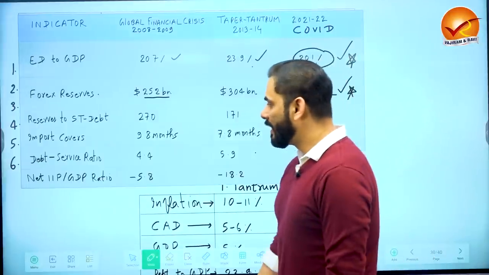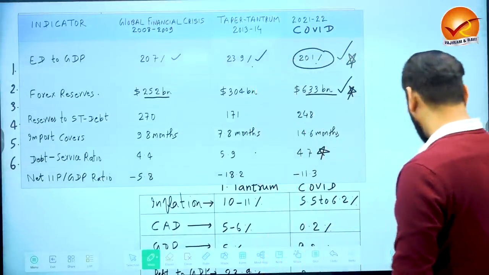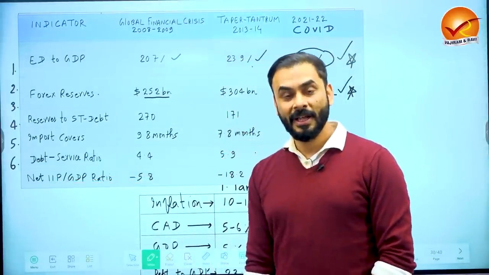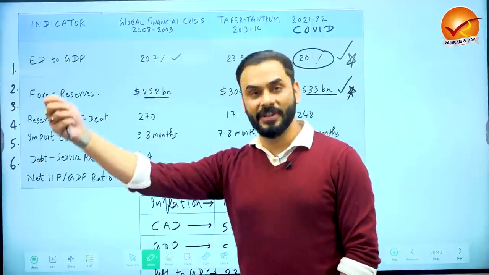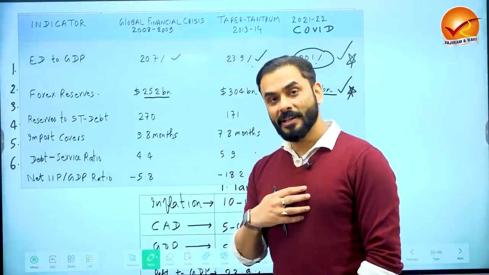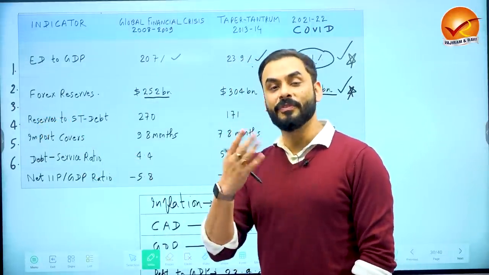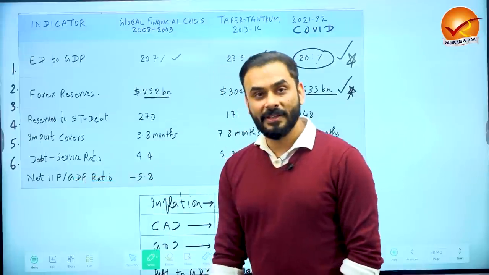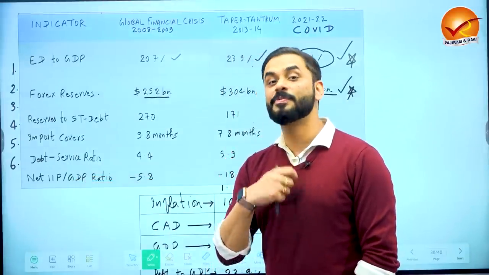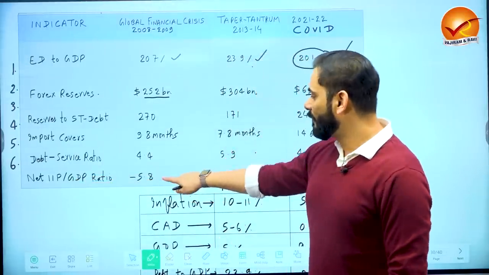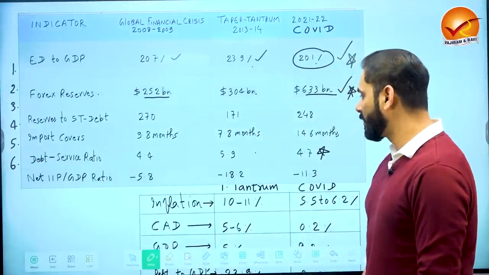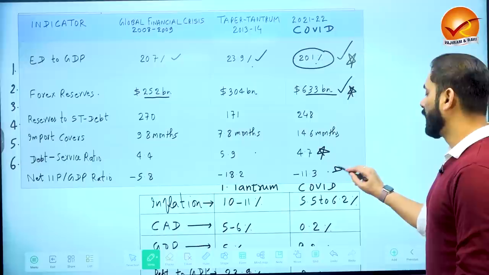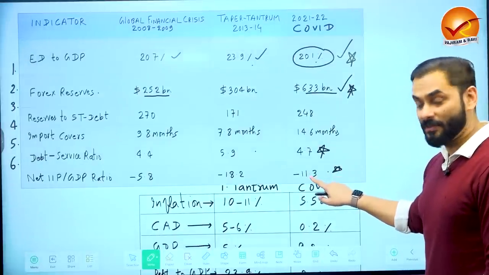If you look at the net IIP to GDP ratio, so what is IIP? International investment position. I told you, remember that when Indians invest in assets, that's a good thing. But if our liability is more, which means we have to return more money, that's not a healthy sign. So our net IIP to GDP ratio, I told you, over time, it is becoming better. During the global financial crisis, it was minus 5.8. Then taper tantrum, minus 18.2, now minus 11.3.